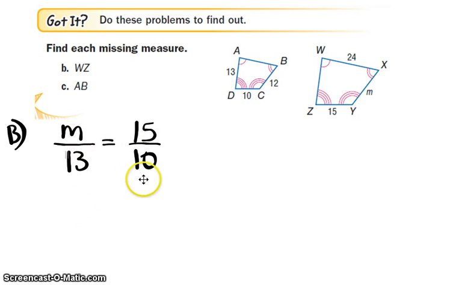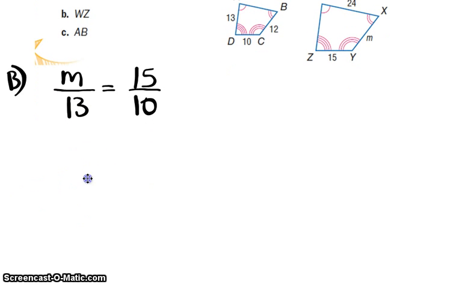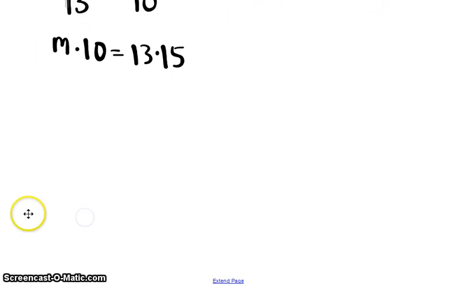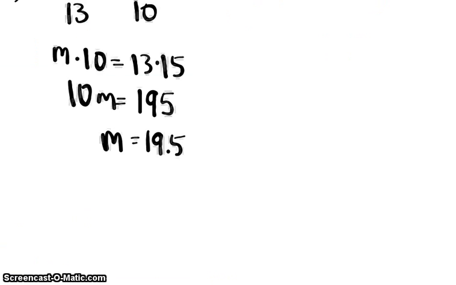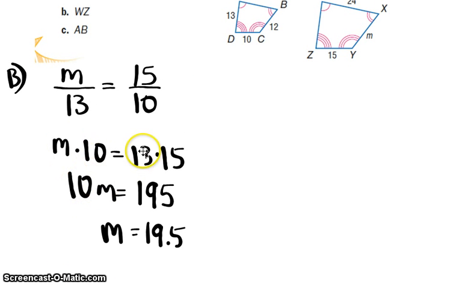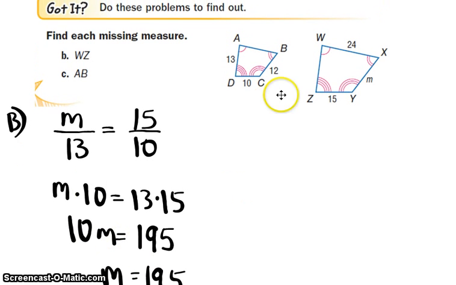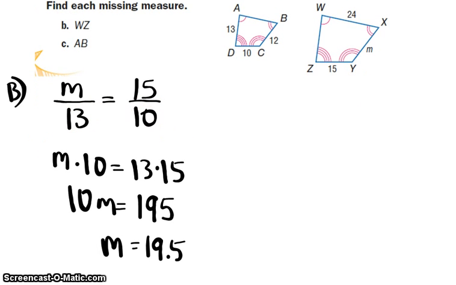So what I did was I cross multiplied and divided. So m times 10 is 10m. 13 times 15 is 195. Then I divide both sides by 10, and I get 19.5. So this missing piece right here is 19.5. Okay. Now you could have done a scale factor. You could have taken 15 tenths and reduced it to 3 halves, and then just took 13 times 3 halves, and you would have gotten 19.5.